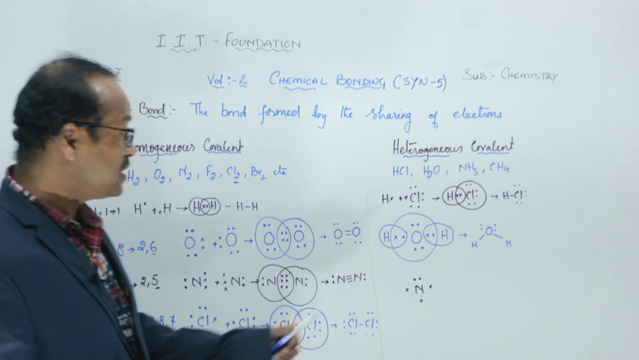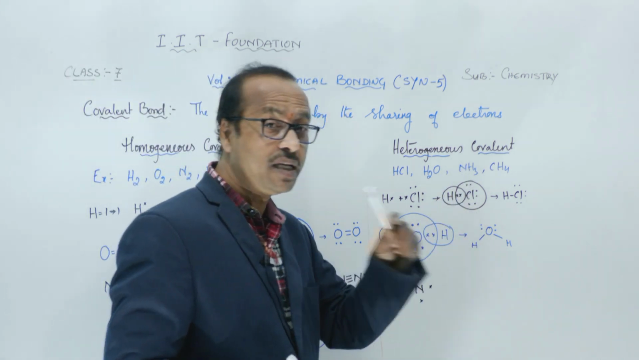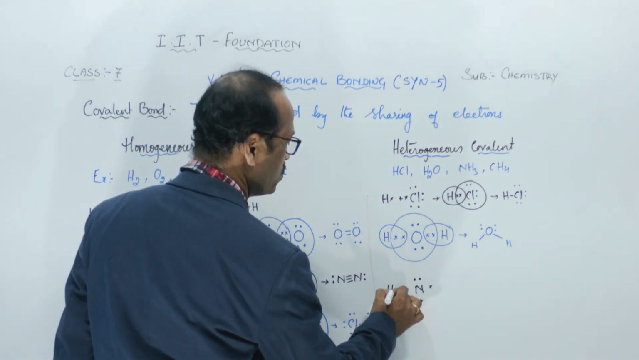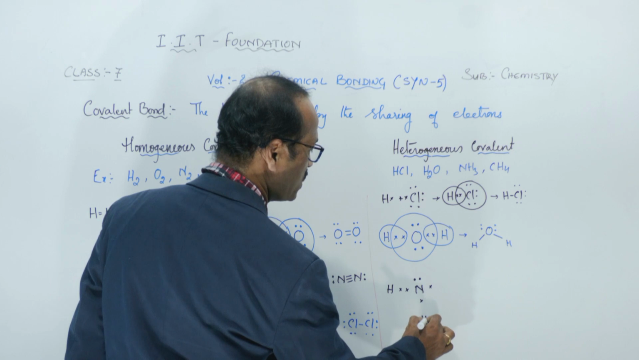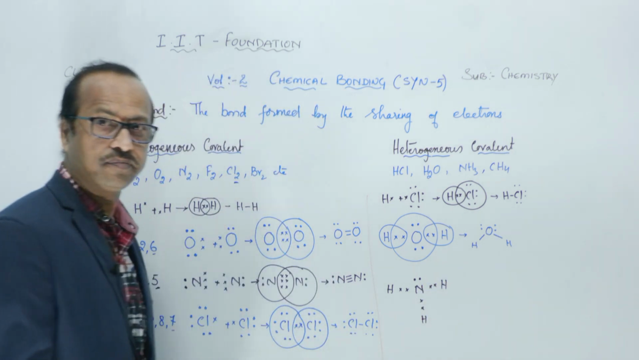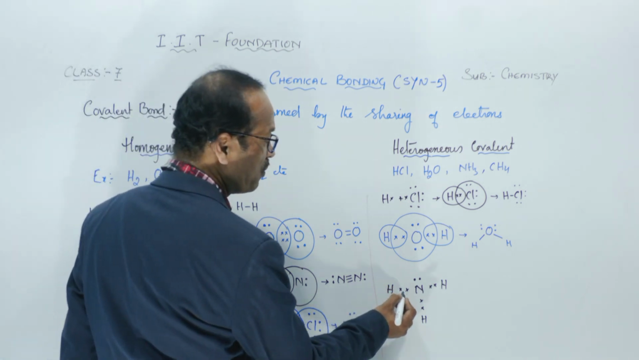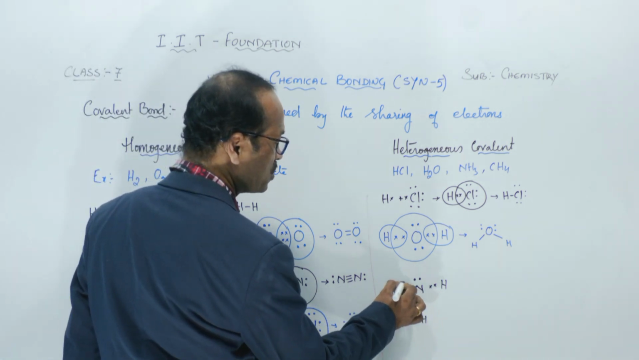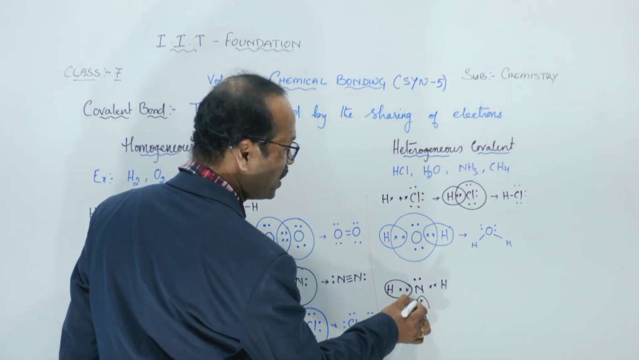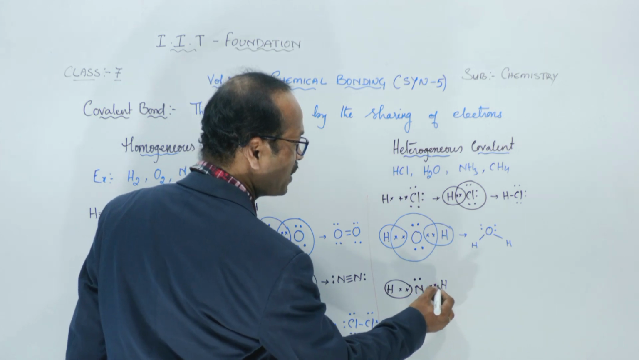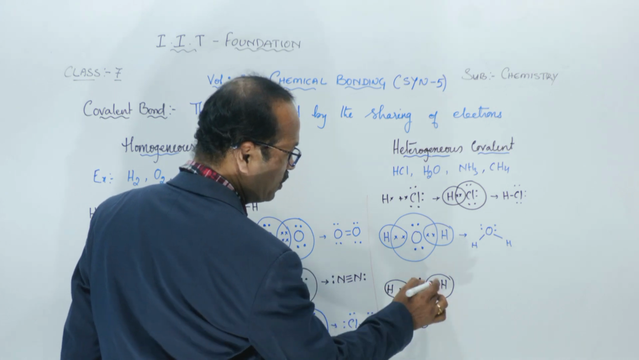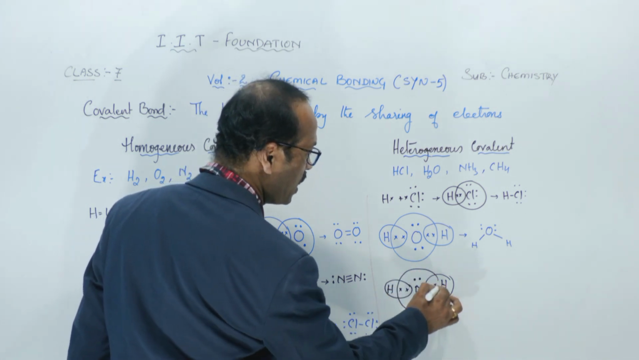Correct? Now this nitrogen is combining with how many hydrogens? 3 hydrogens it is combining. Hydrogen has 1 electron. Right? Now this hydrogen is providing 1 electron, this nitrogen is providing 1 electron. These 2 electrons are shared like this. Again, this nitrogen is providing 1 electron, hydrogen is providing 1 electron, shared like this. This nitrogen is providing 1 electron, this hydrogen is providing 1 electron, so shared like this. Now here nitrogen is combining with all hydrogens, so it will share all the electrons.